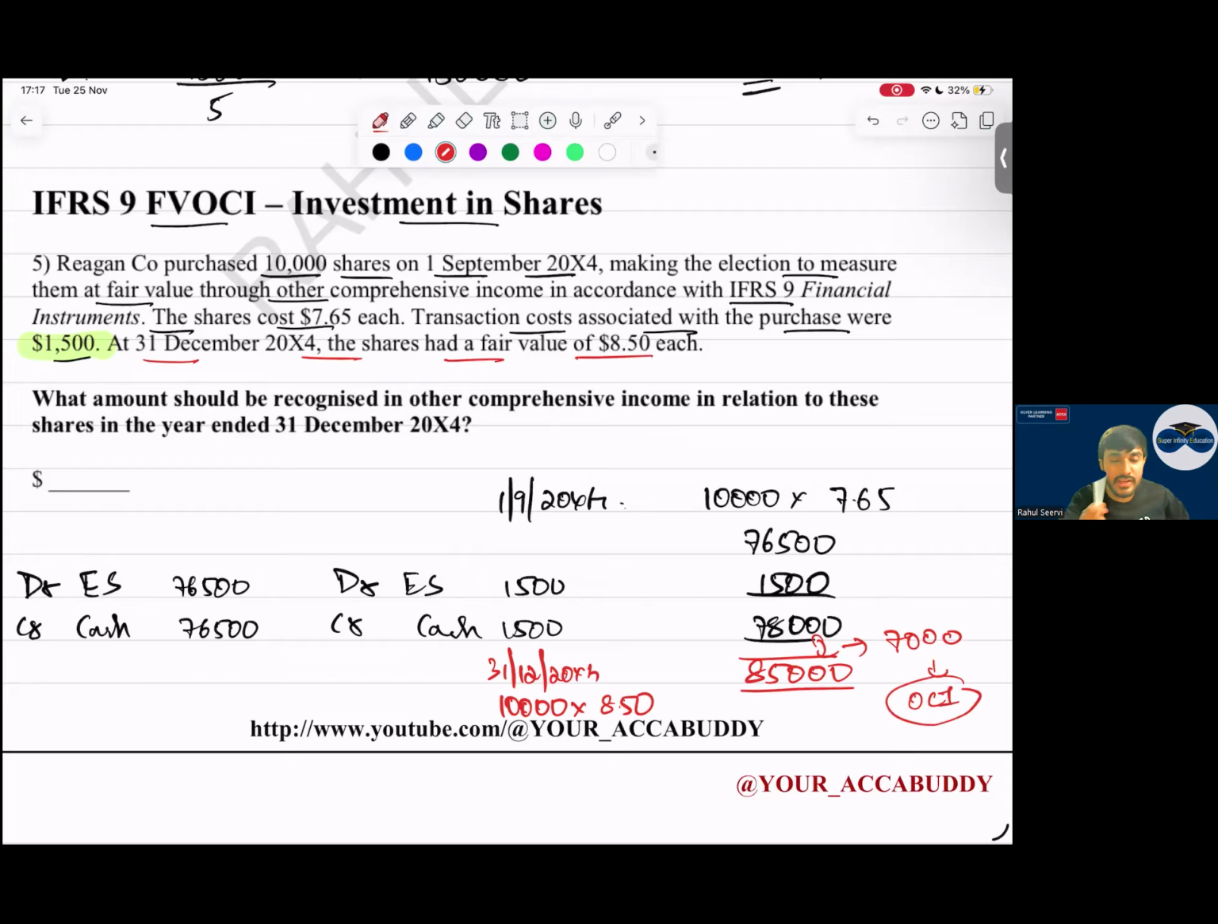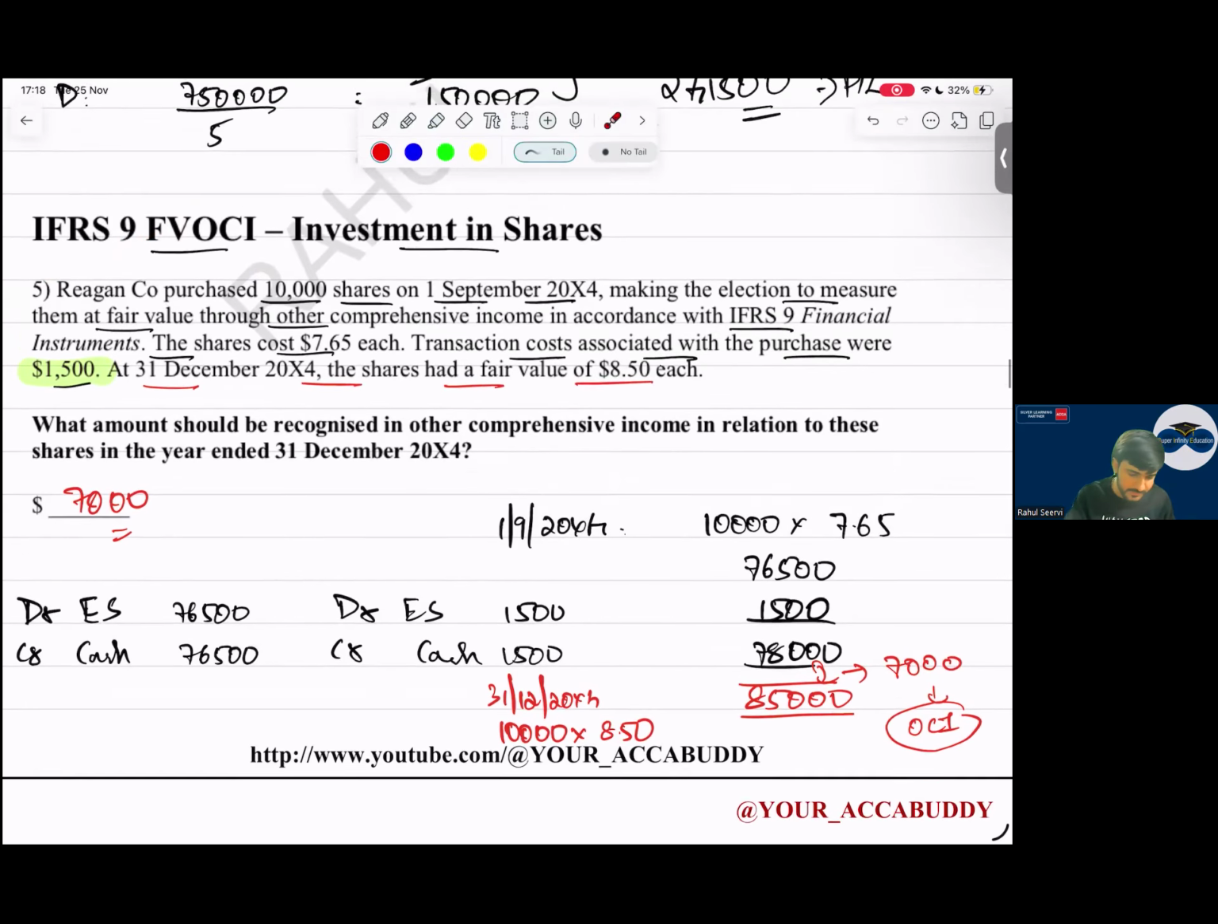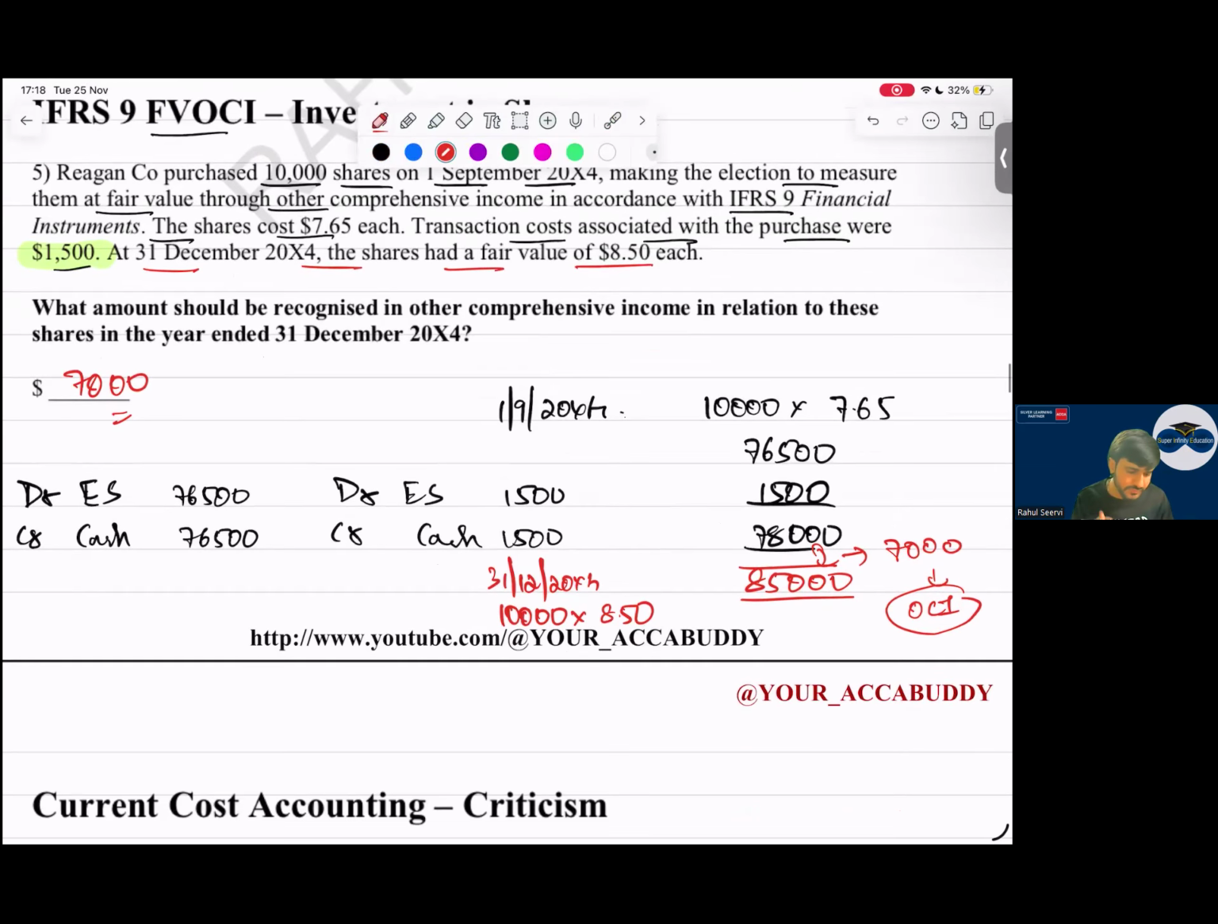This will not be reclassified to P&L. So what should be recognized in OCI in relation to these shares? 7,000. We have just done this question. We have done this question in a test also. You had two questions regarding fair value through OCI and fair value through P&L. Same question, only the numbers are different. Yes, sir. A very easy, simple question. So out of 15, till now, 5 questions were easy. Chalo then. Let us move to the next question.